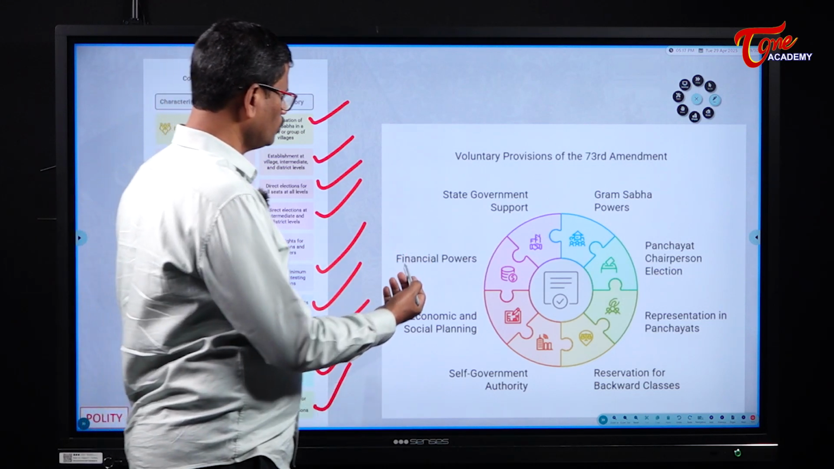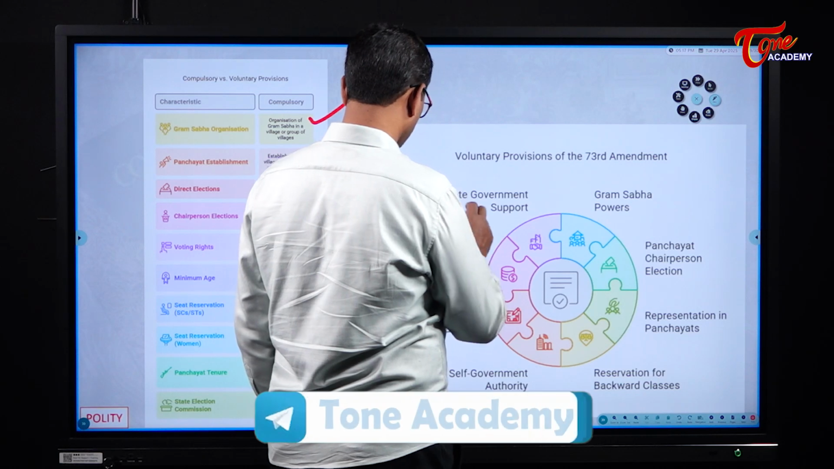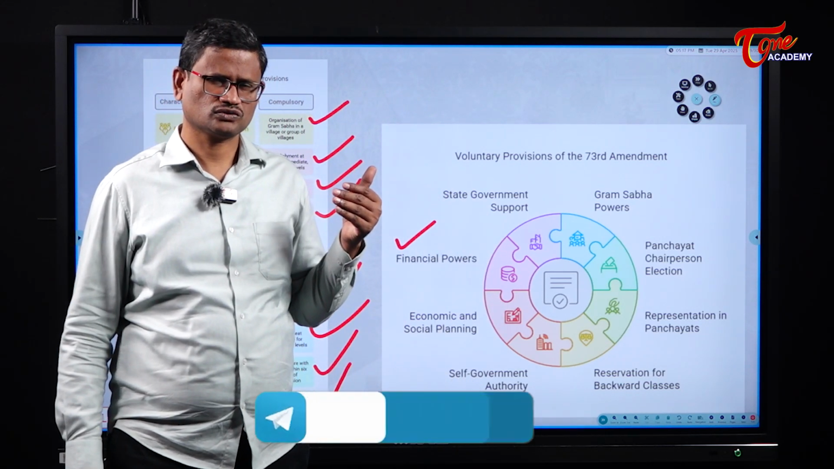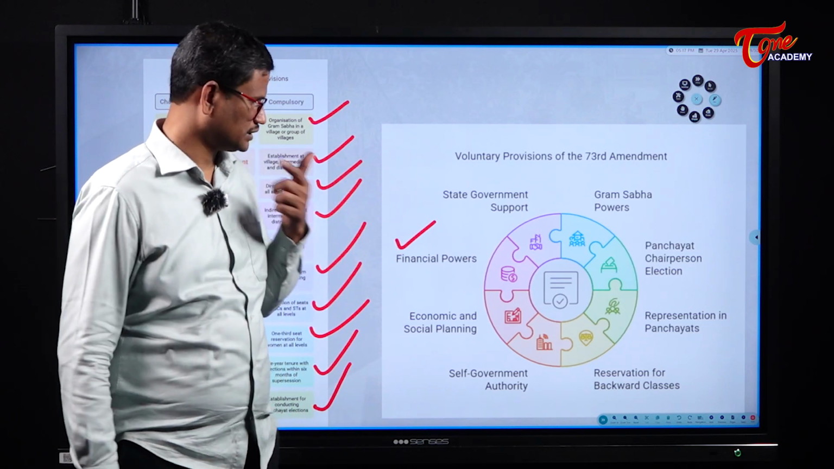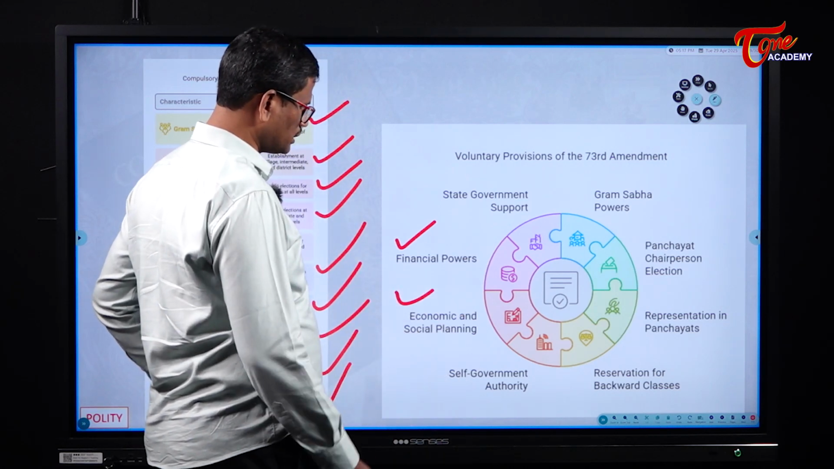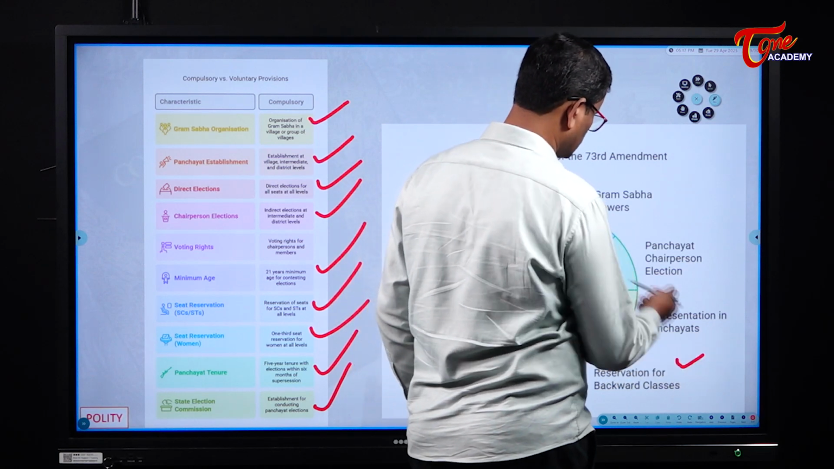Then when it comes to voluntary provisions, financial powers, that is devolving adequate finances to the local bodies, Panchayat Raj institutions by the state government is voluntary. It is not compulsory. Then powers with respect to economic and social planning, voluntary. Giving reservations to the backward classes, voluntary.